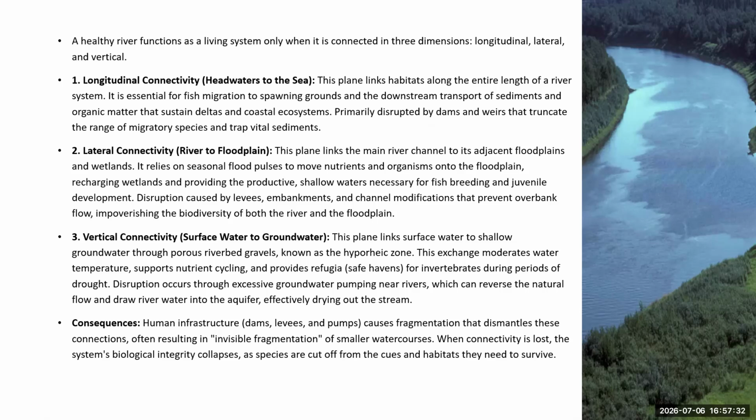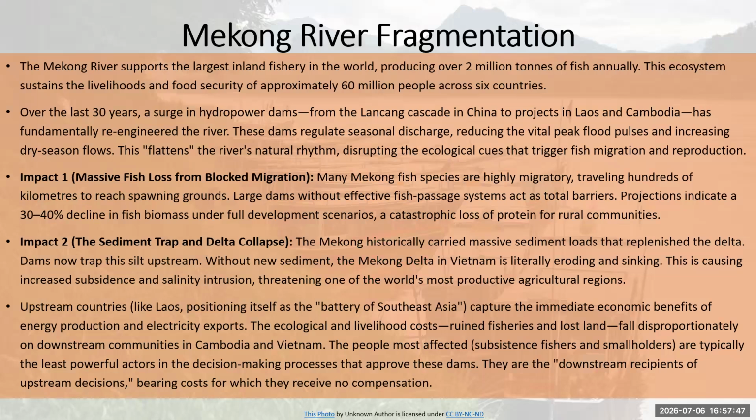Human structures like dams, levees, and excessive groundwater pumping disrupt these natural connections, fragmenting ecosystems and making it much harder for aquatic species to survive and complete their life cycles.